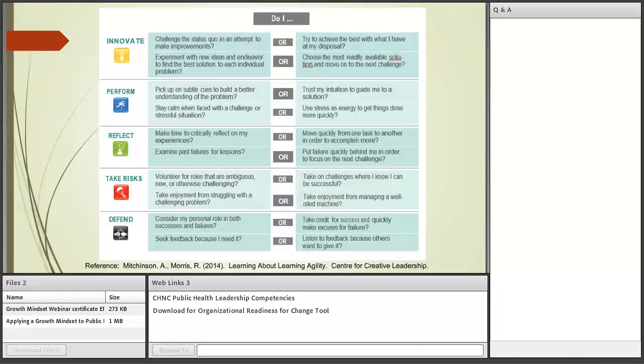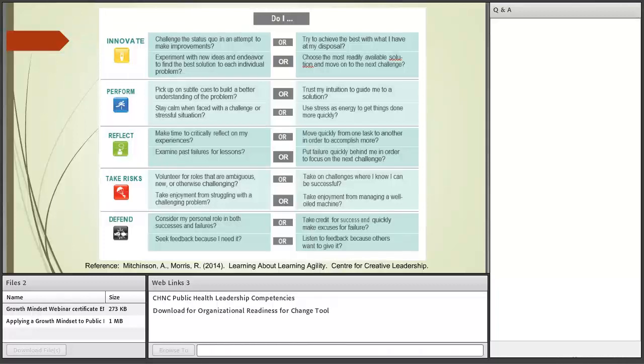So under innovate, I'll read these two statements. Challenge the status quo in an attempt to make improvements, experiment with new ideas, and endeavor to find the best solution to each individual problem. If you're more like that, put a check here. Then the other set of companion statements are: try to achieve the best with what I have at my disposal, choose the most readily available solution, and move on to the next challenge. So if you're more like that, then check off in the third column, first row. Okay, so this is for innovate.